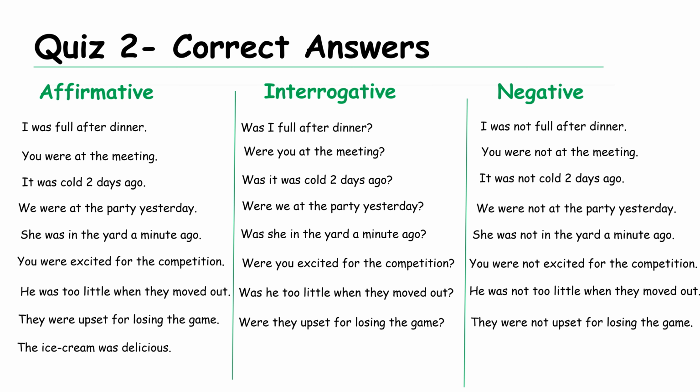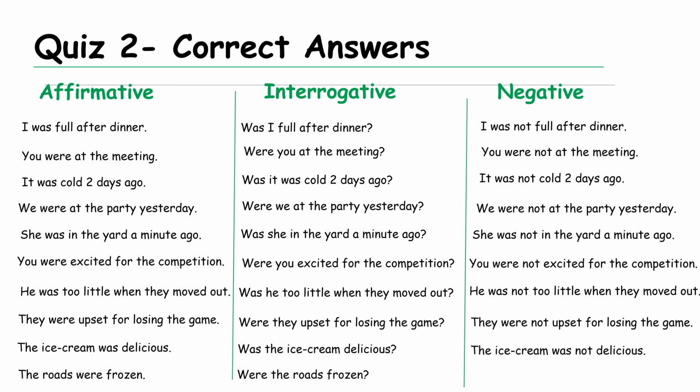The ice cream was delicious. Was the ice cream delicious? The ice cream was not delicious. The roads were frozen. Were the roads frozen? The roads were not frozen.